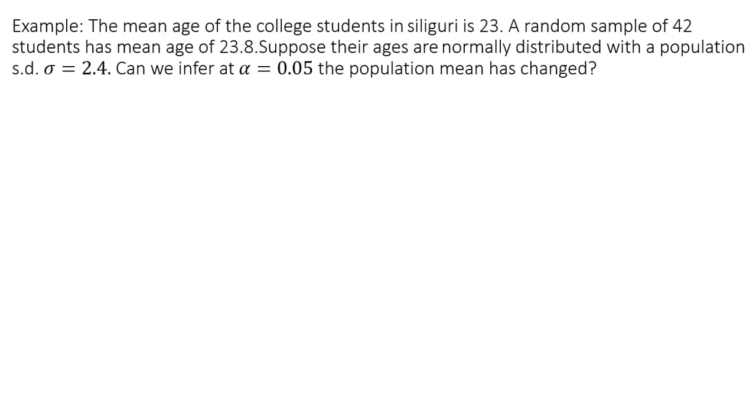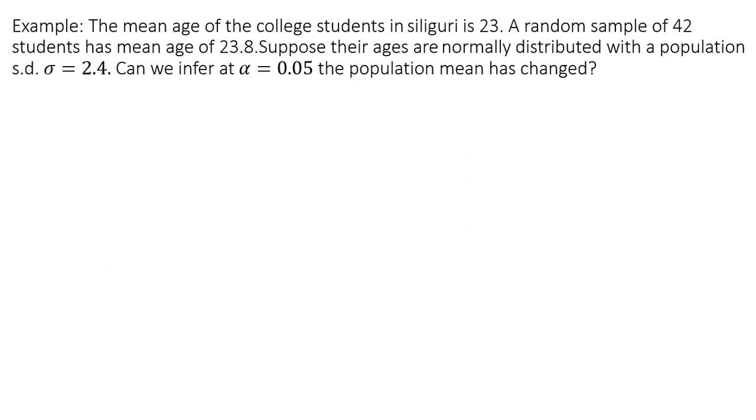Okay, here's an example. The example will clear the picture. The mean age of college students in Siliguri is 23. This is your population, and the population mean is 23. A random sample of 42 students has a mean age of 23.8. Suppose their ages are normally distributed with a population standard deviation sigma equal to 2.4. Can we infer at alpha equal to 0.05, that is your significance level, that the population mean has changed? The question is about the population mean.